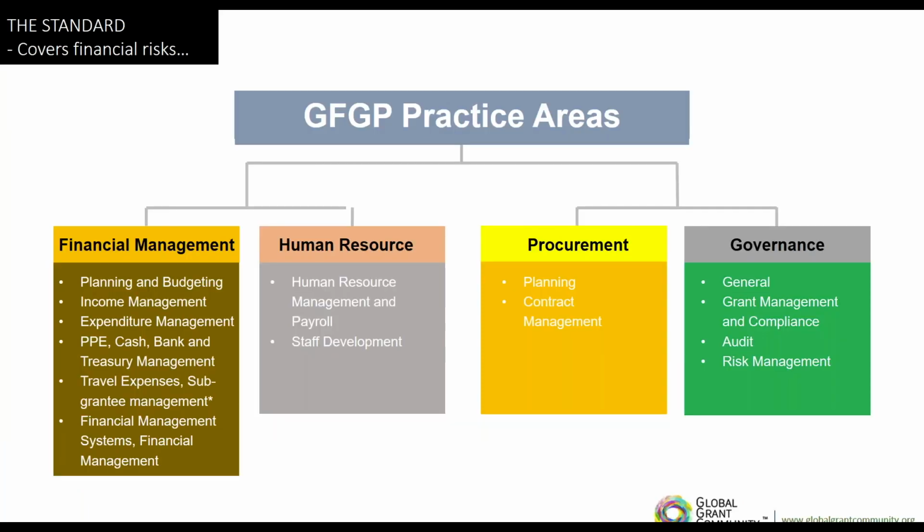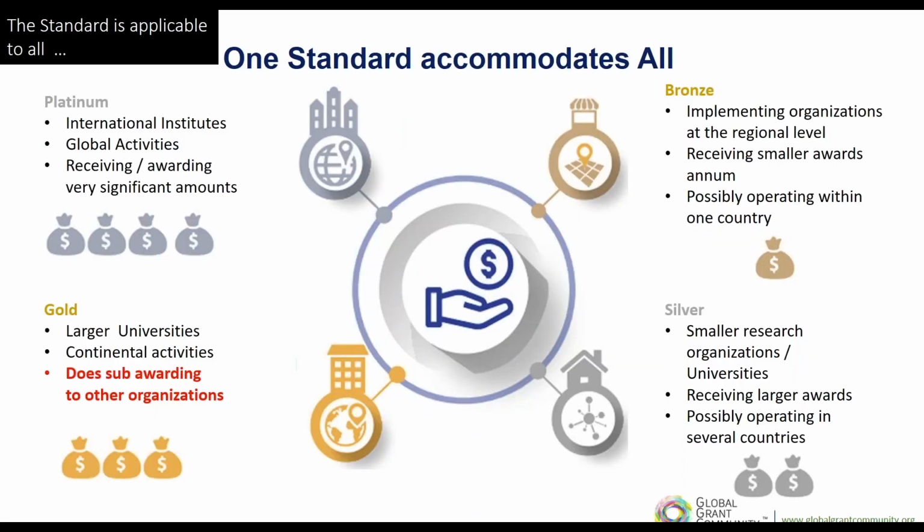What does the standard cover? We know it covers the financial risks, and coming out of all of the consultation with the grantees, there came 4 practice areas: financial management, which has all the usual things you'd expect to see. It also has a fairly big section on human resources, and that includes staff development, how you recruit staff, how you manage staff. It's got procurement, and it also has governance. Without governance, the rest of it isn't as strong as it should be. One standard does accommodate all. It's not a competition to get from bronze, silver, gold, and platinum.